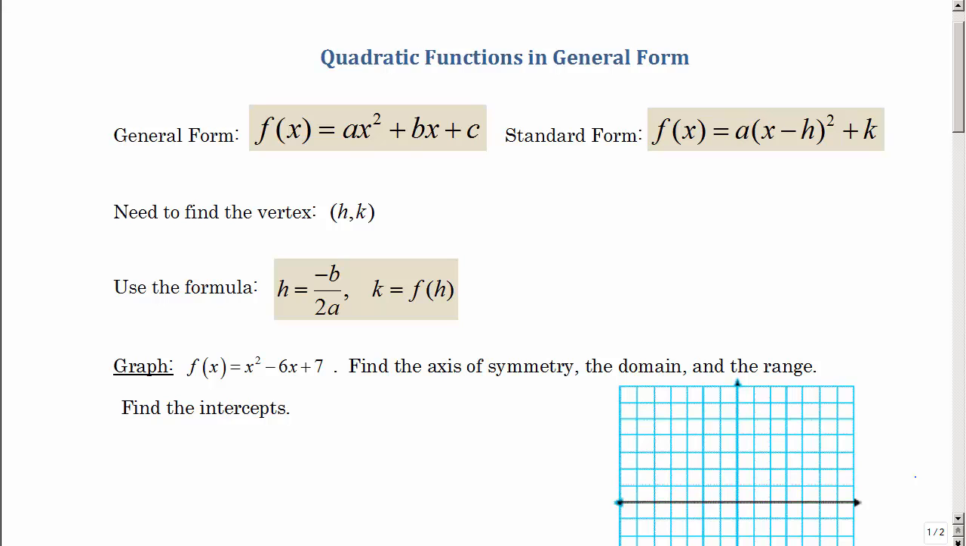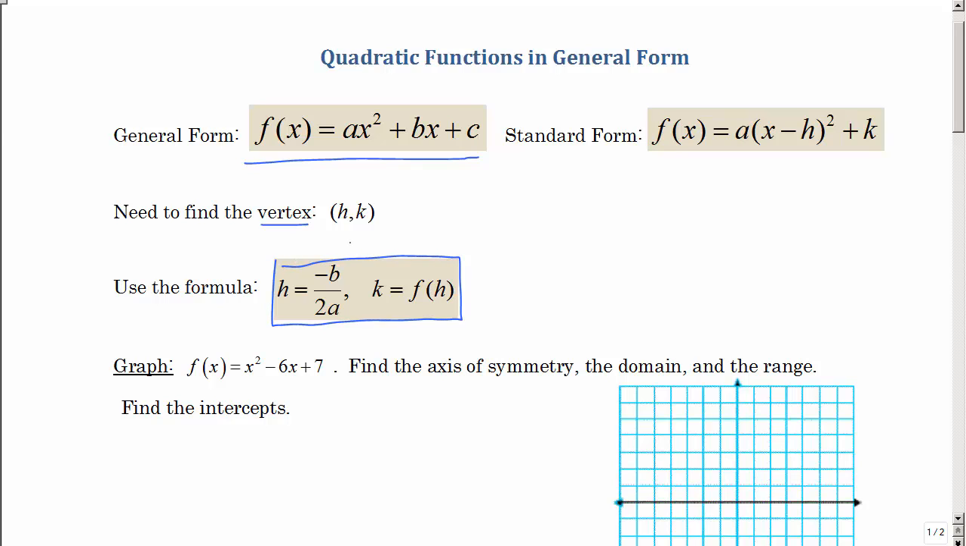In the last lesson, we looked at parabolas in standard form. That's easy because we can just look at the vertex, plot it, know what a is, all that stuff. In this lesson, we're going to be concentrating more on what happens when it's in that general form. Well, we'll still need to find that vertex h and k, but it's not there. So we're going to have to use these formulas.